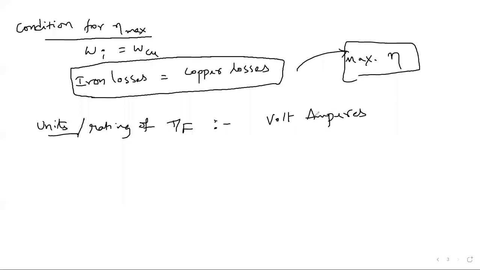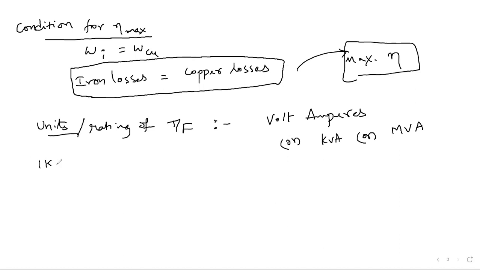Why? Because it depends on losses. Iron losses depend on the voltage parameter, and copper losses depend on the current parameter. The unit for voltage is volts and the unit for current is amperes. So the rating of a transformer is in volt amperes, kilovolt amperes, megavolt amperes.